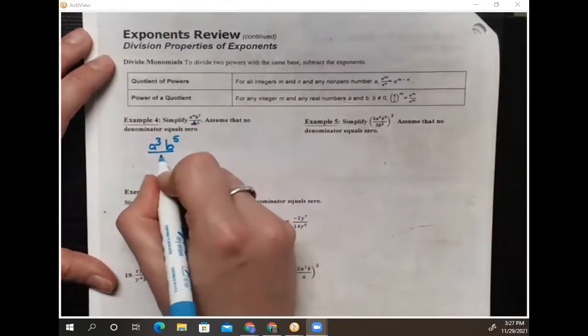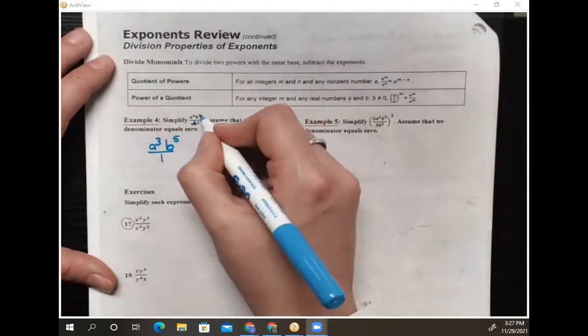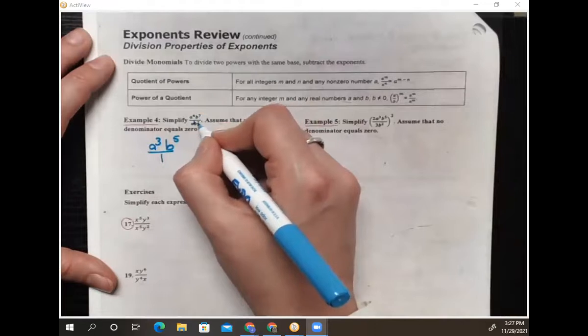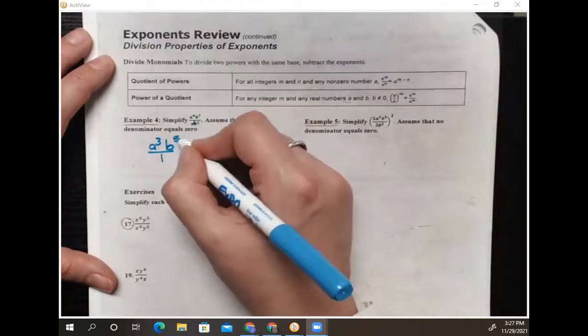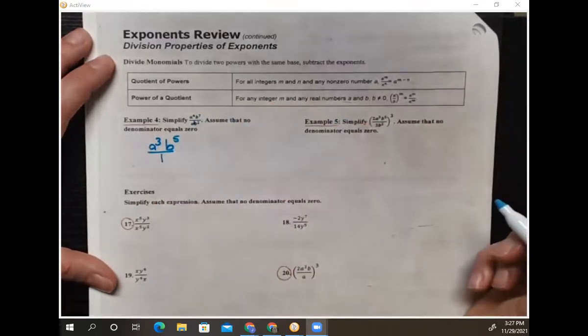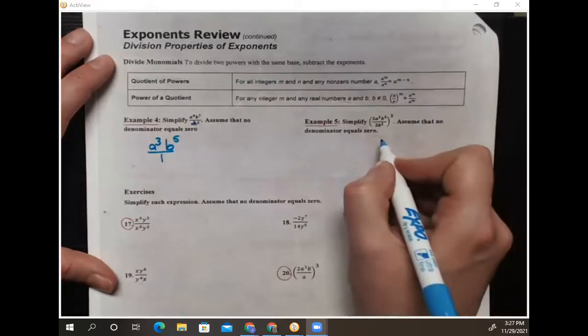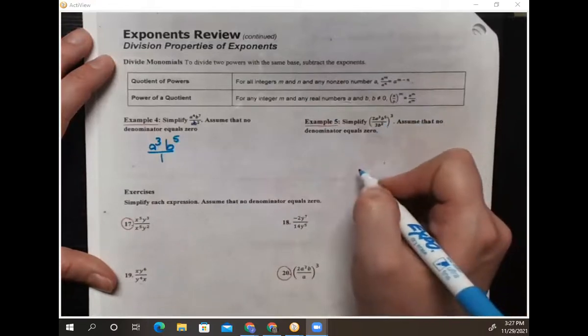We can think of all of this as sort of being over 1. And then the same with our b. 7 minus 2, 7 big, minus 2 is 5, sticks on top since that's where that bigger exponent was to begin with. For our second example, we could approach this one of two ways.